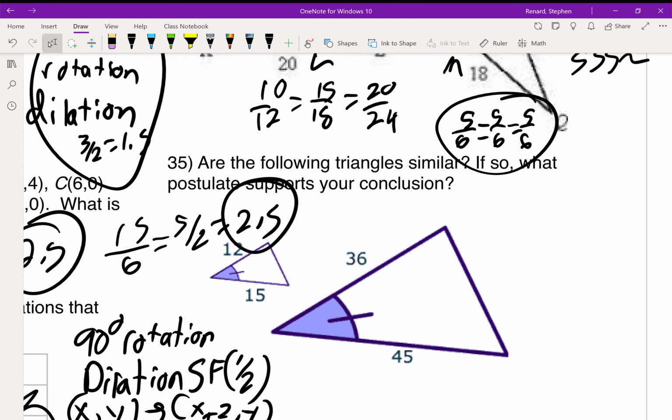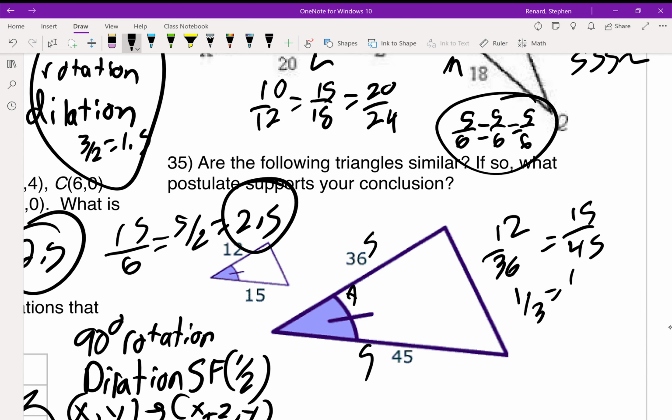35. Are the following triangles similar? If so, what supports your conclusion? So we have two sides and an angle in between, so we're looking at side, angle, side. So let's see if this works. 12 over 36 equals 15 over 45. I can reduce both of these. 1/3 equals 1/3. So yes.